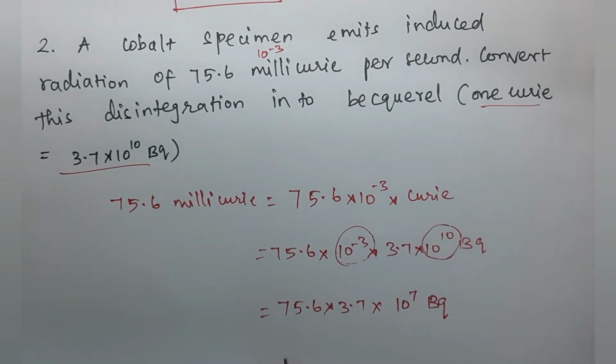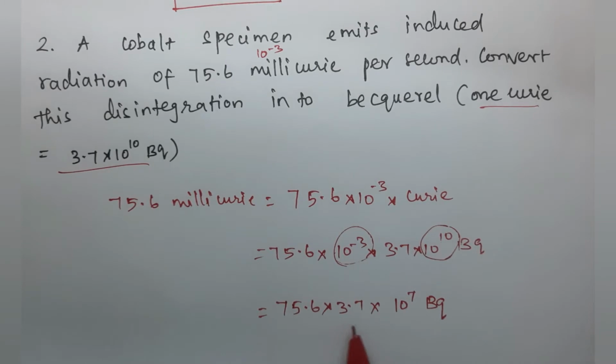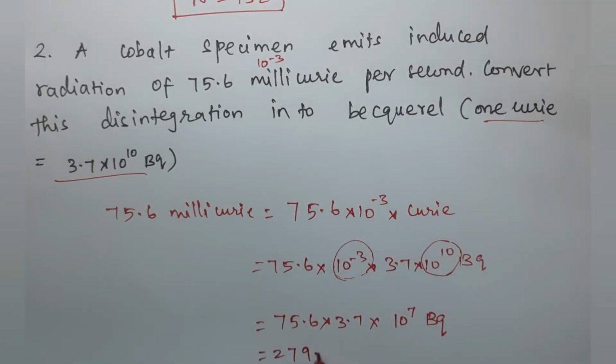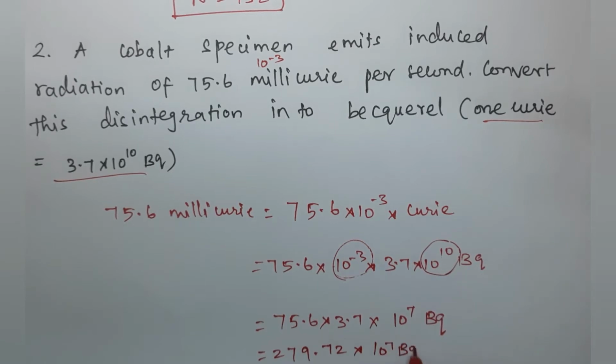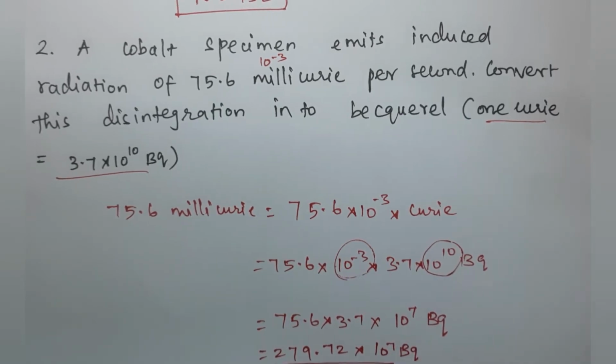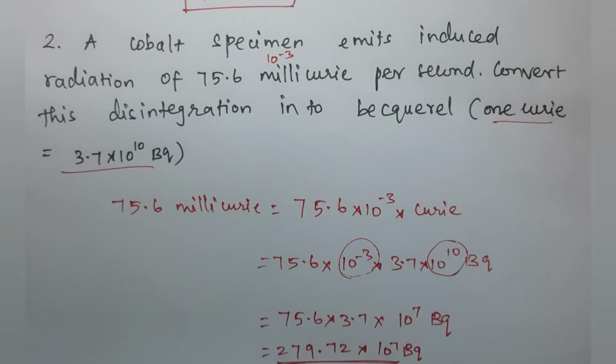If you multiply 75.6 and 3.7, you get 279.72 into 10 power 7 becquerel. This is the answer for question number 2.